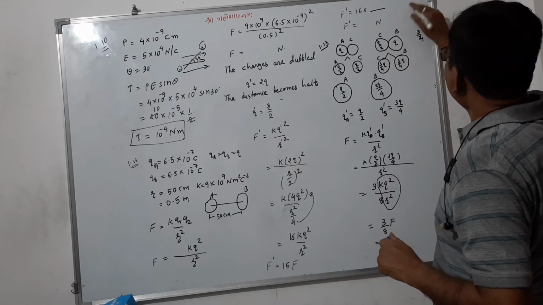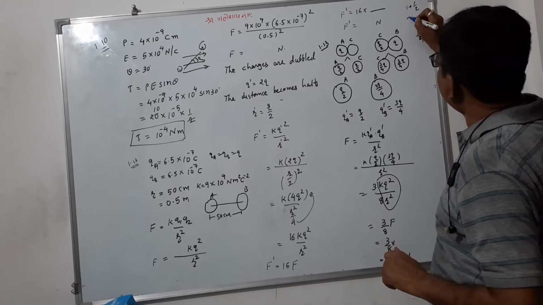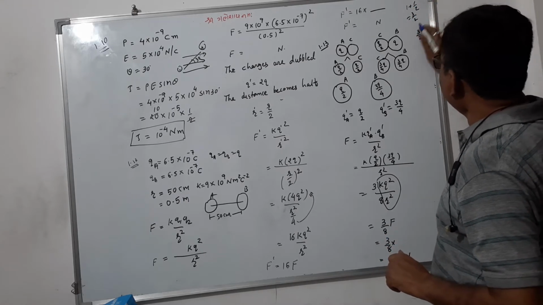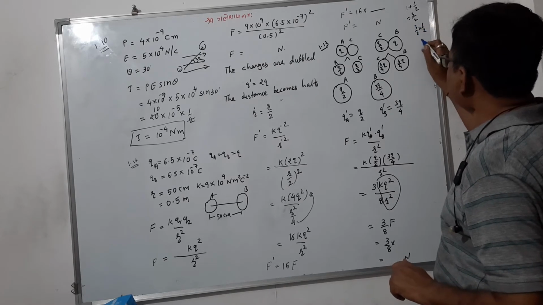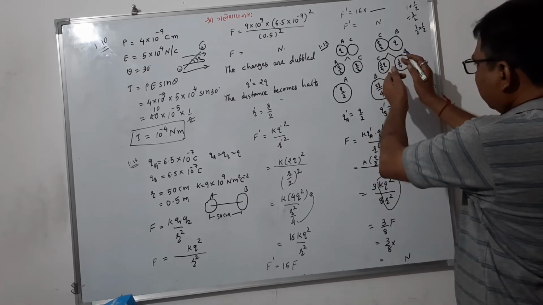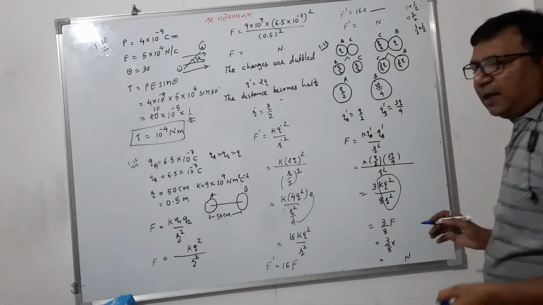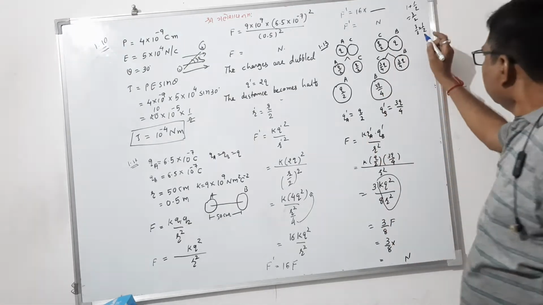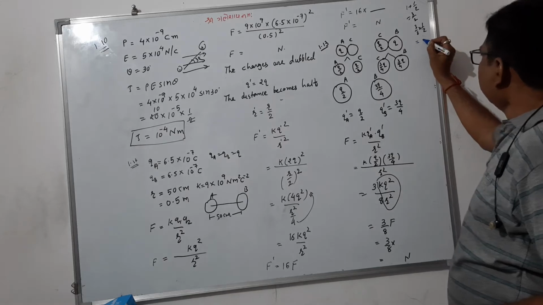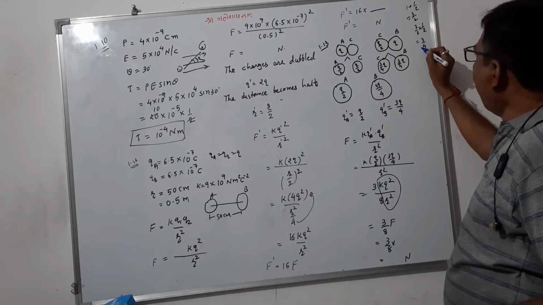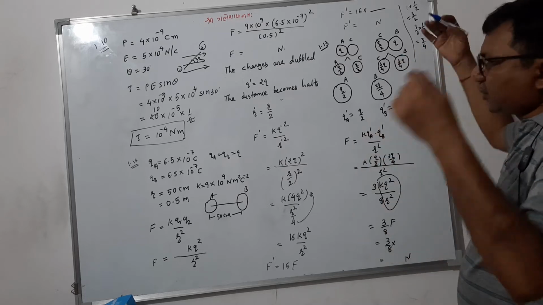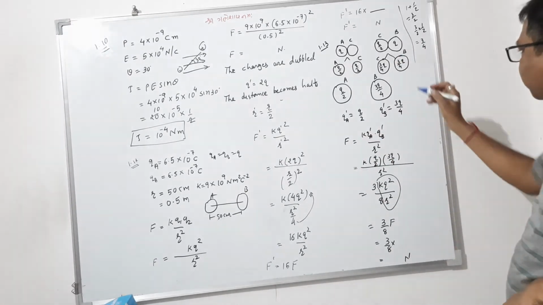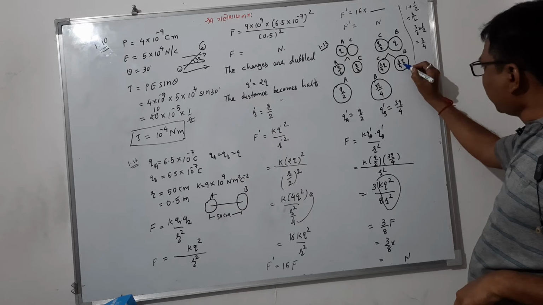B, and after connecting B and C, they both will gain 3 by 4, because here you can see 1 plus 1 half, that is 3 by 2, and again after addition you have to take the average of these two. So divide by 2, so 3 by 4. So it is 3 by 4 q and 3 by 4 q.